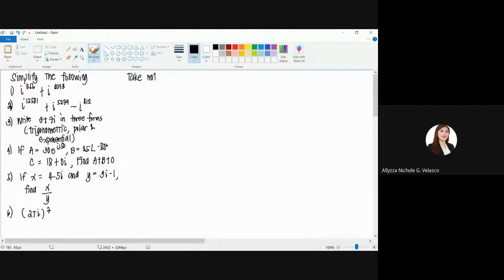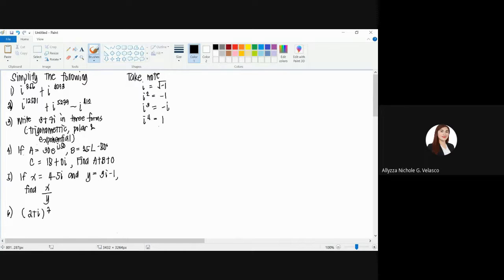So we have the value of i, which is equal to the square root of negative 1. The value of i squared is equal to negative 1. i raised to 3 is equal to i squared, negative 1, multiplied by i, which is negative i. And i raised to 4 is equal to negative 1 multiplied by negative 1, which is positive 1.